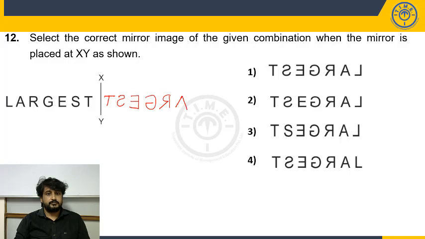A, L. What is the main rule for mirror image? Left side elements will shift to the right side and right side elements will shift to the left side, whereas horizontal lines and vertical lines will remain the same. Just left will move to right, right will move to left, top and bottom will remain the same. So look at R. This vertical line remains the same. This circle is moving towards the right side, so it should move towards the left. That's it. Choice 1.